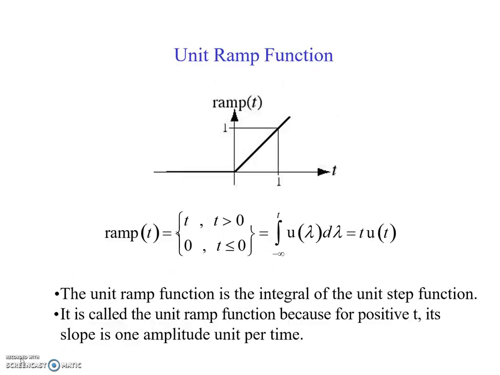Next is the unit ramp signal. We usually represent it with r of t, or ramp t. The mathematical equation is ramp t equal to t for all positive values of t. For positive values, the signal increases linearly with respect to time. For negative values, the ramp signal is 0. That is the unit ramp signal. When you integrate the step signal, you get the unit ramp signal. Similarly, if you differentiate the ramp signal, you get the step signal. That is the relation between step and ramp.